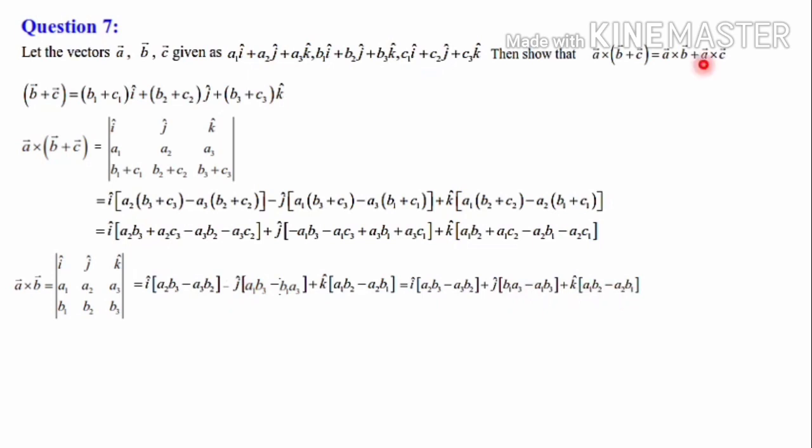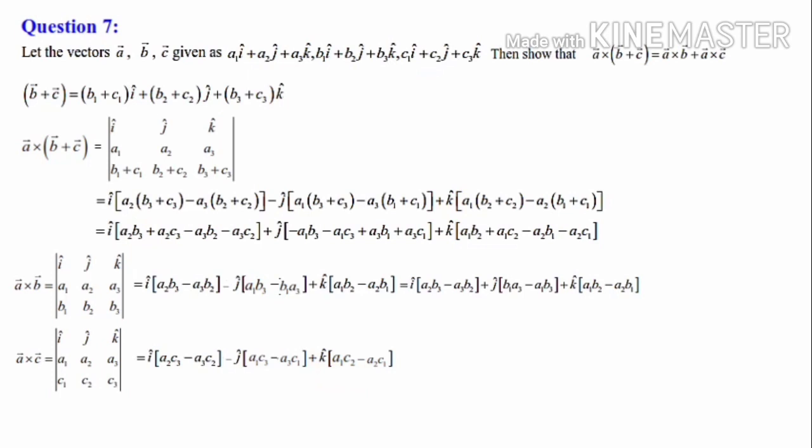Next we have to go for a cross c. A cross c, in the first row ijk, and second row components of a, that is a1 a2 a3, and third row components of c, that is c1 c2 c3. That is just expansion, i cap into that row, column is gone, a2 c3 minus a3 c2, that's here, minus j cap into that particular row, column is gone, a1 c3 minus c1 a3, that is here, plus k cap into that row and column is gone, a1 c2 minus a2 c1, that is here.